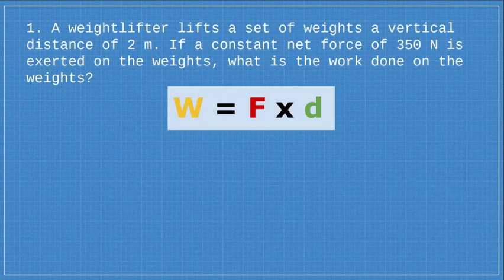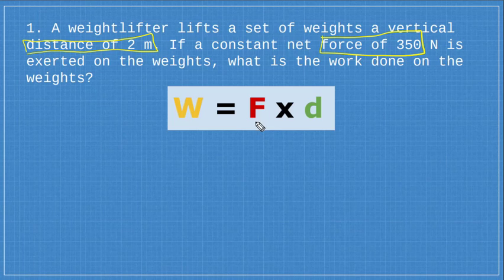Now let's practice solving some word problems. So a weightlifter lifts a set of weights a vertical distance of 2 meters. So I'm being told here that we have a distance of 2 meters. If a constant net force of 350 newtons, so here's my force, is exerted on the weight, what is the work being done on the weights? So work, remember, is force times distance. I was told in the problem that my force is 350 newtons. My distance, according to our problem, is 2 meters.